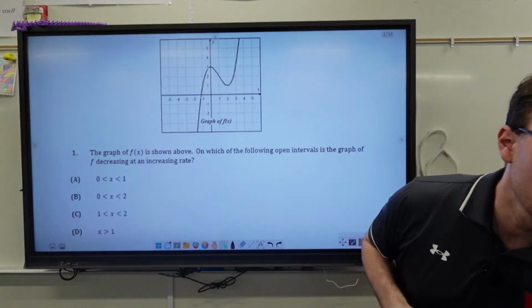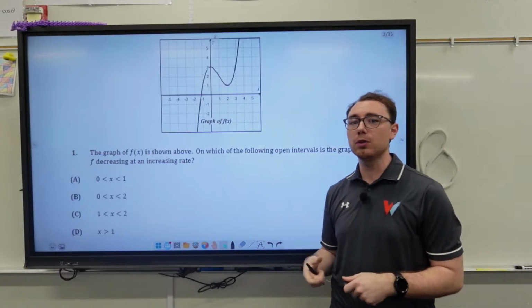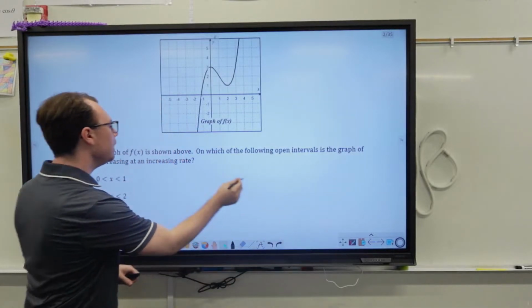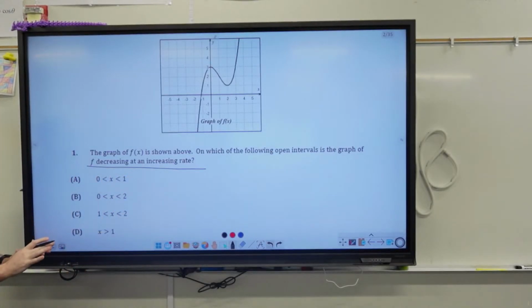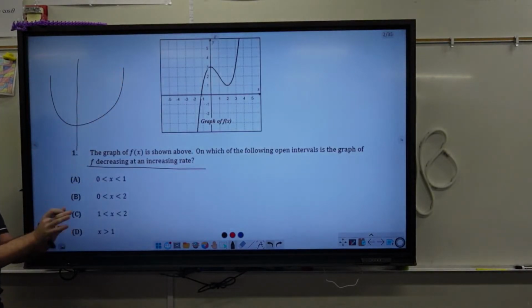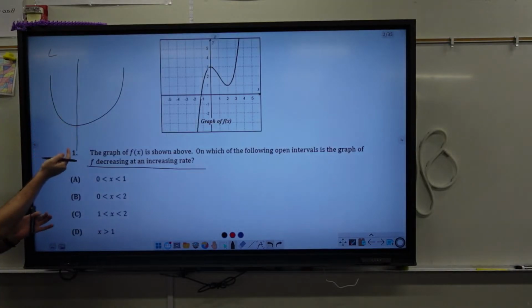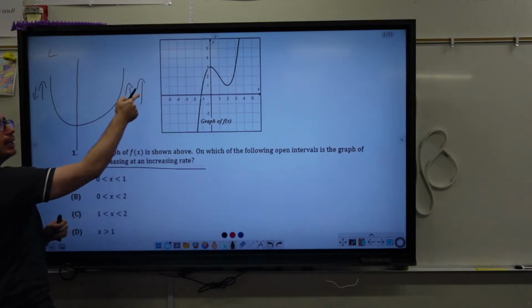For this first problem here, we're given this graph of f of x shown above. On which of the following open intervals is the graph of f decreasing at an increasing rate? Now, anytime we have something that is decreasing at an increasing rate, it has to be something with an increasing rate, which means any of these graphs here. This is an increasing rate graph where the left-hand side is decreasing at an increasing rate, while the right-hand side is increasing at an increasing rate.